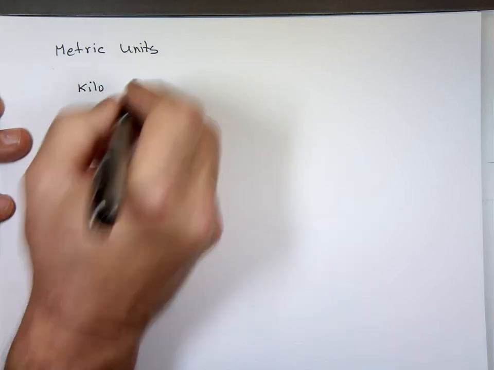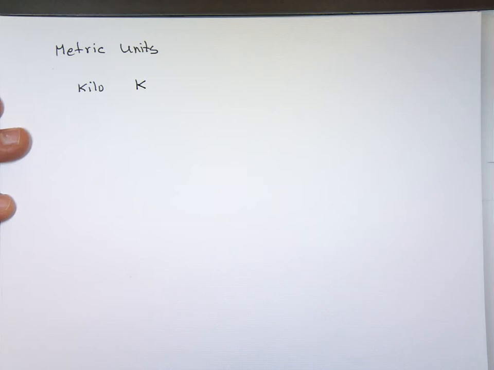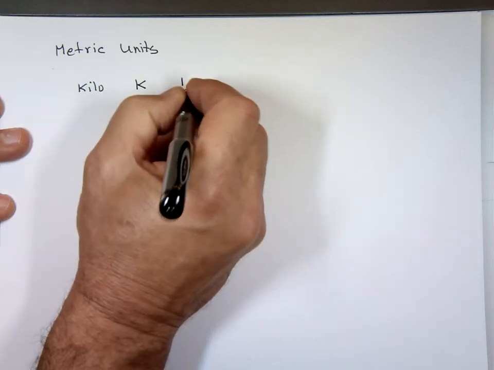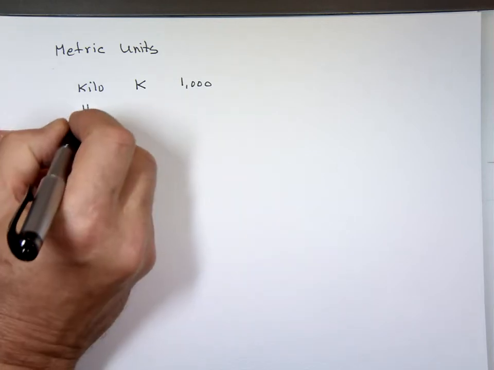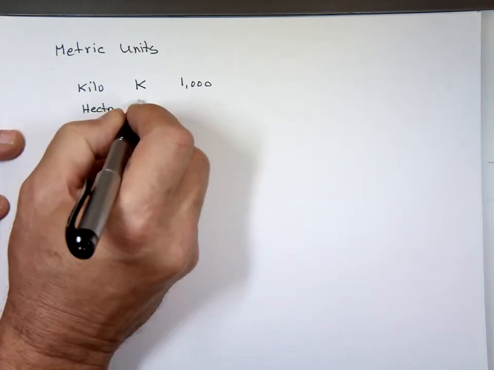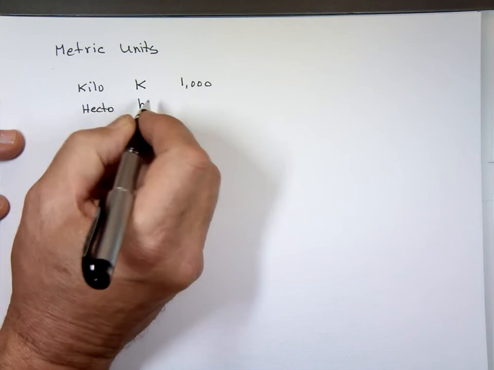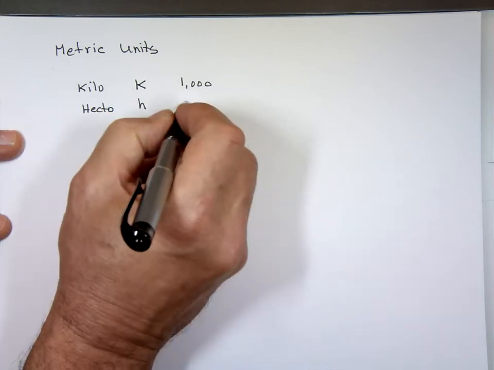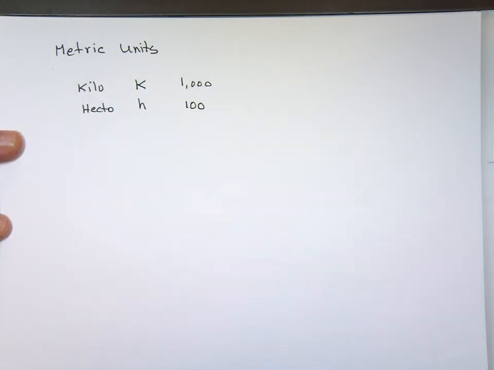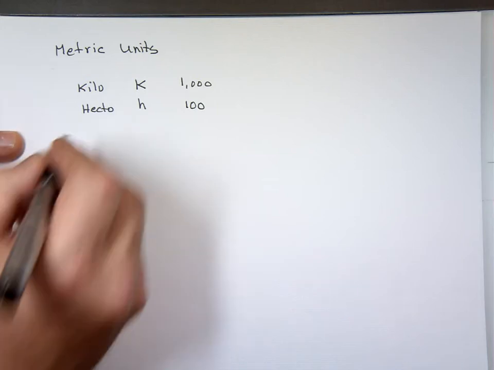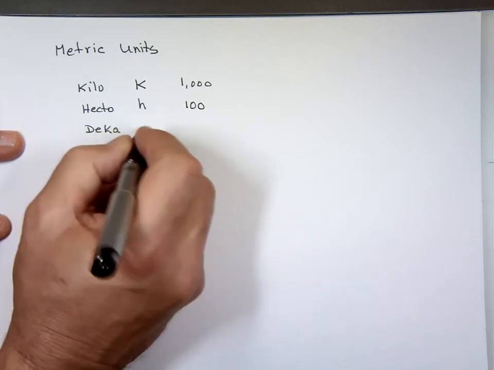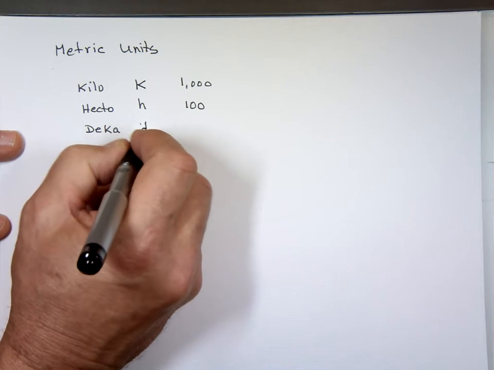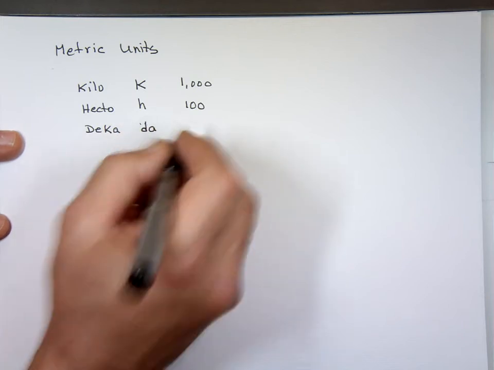First, you'll hear the kilo. The kilo of anything, we use the letter K, by the way. Kilo means 1,000. That's what a kilo is. Hecto, we use H, and that's 100. Deca. Notice there's deci and deca, so we use DA for deca, 2 letters, and that's a 10.